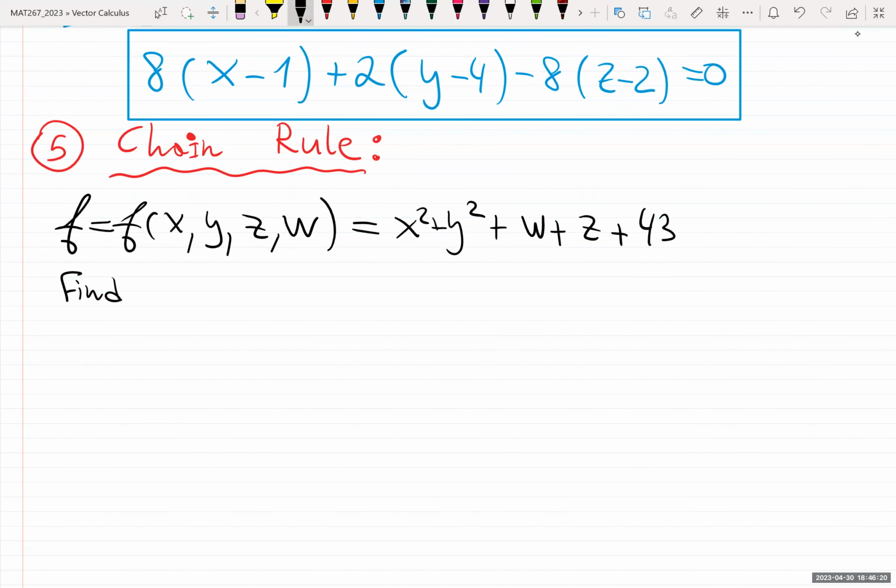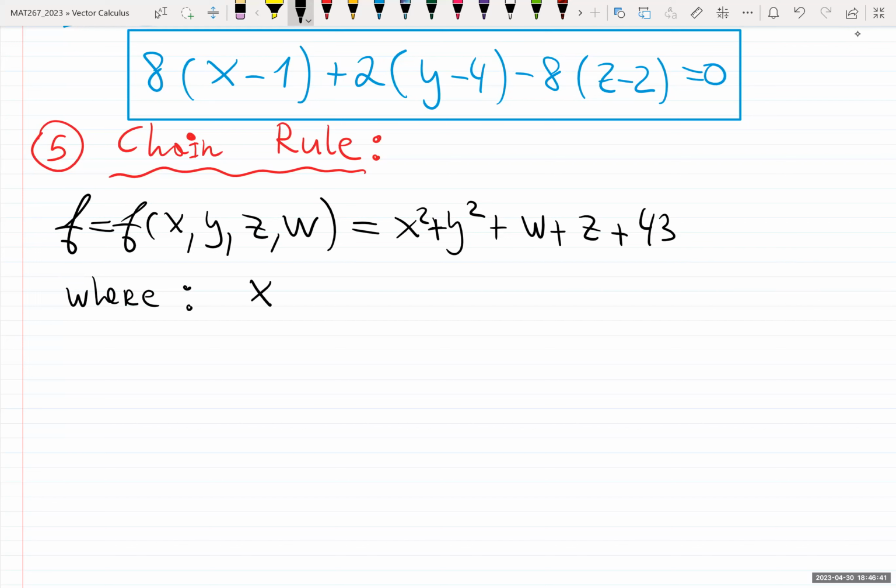Find, and now imagine I can ask anything. That's the thing. Where? That would be easy. If I just ask you to find the derivative with respect to x, y, w, or z, that's easy peasy. We just did it in previous examples.